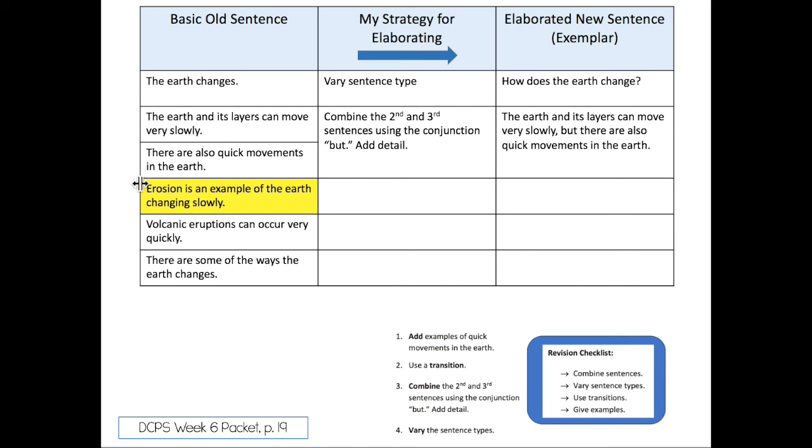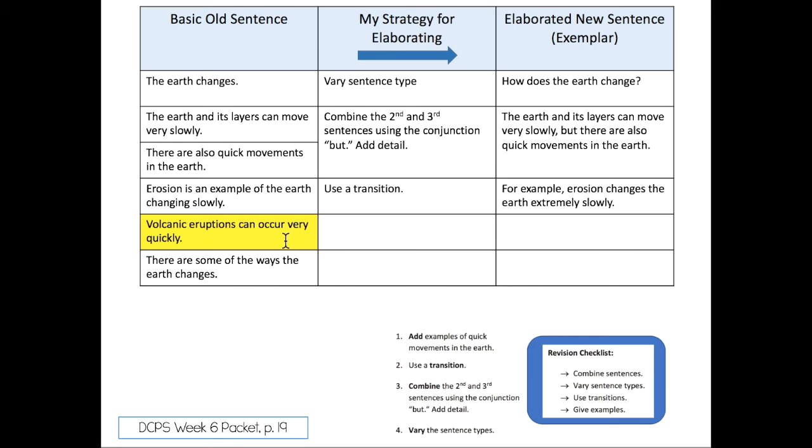Our next sentence we're looking at, erosion is an example of the Earth changing slowly. What is a way, looking at our guidance, that we can make this sentence even stronger? We can use a transition phrase. Actually, I see a word from a transition phrase right here in my sentence. So rather than saying erosion is an example, I can change this to include a transition word and say, for example, erosion changes the Earth extremely slowly.